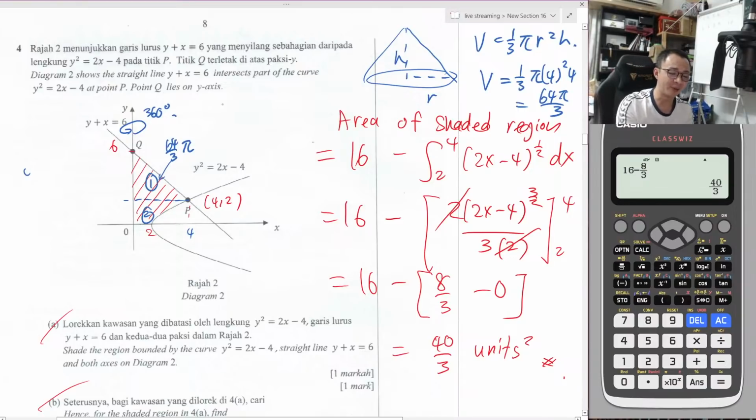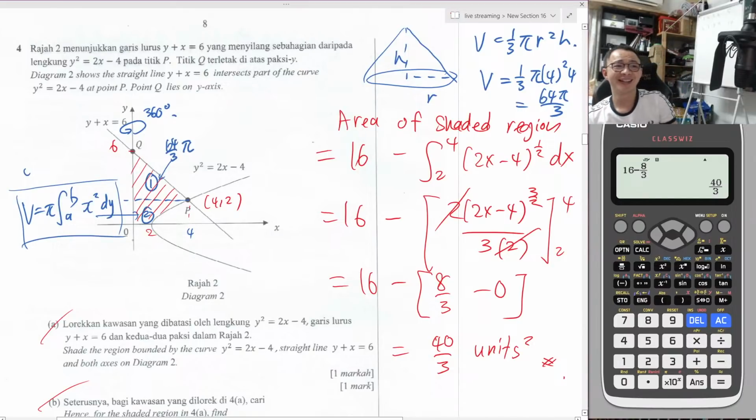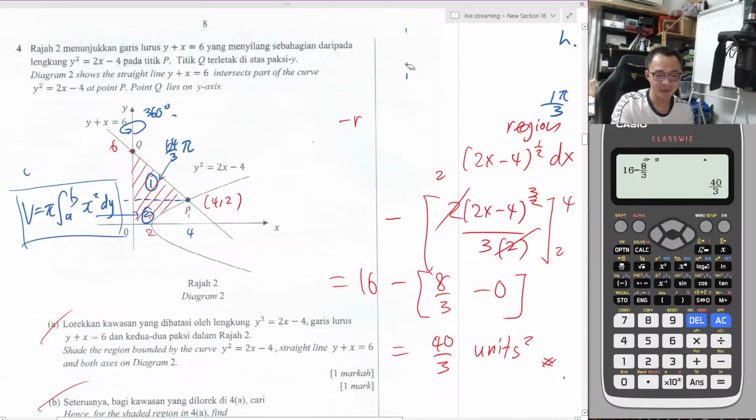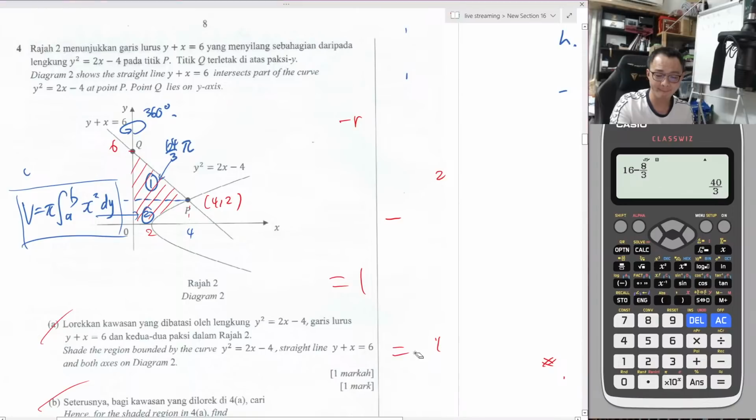But we have some problem. If I rotate part 2, the volume formula is pi, integral from a to b on the y-axis, x squared dy. So my problem right now is I don't have x squared. I need to find a way to get x squared by myself. So therefore, I will solve it and get x squared.